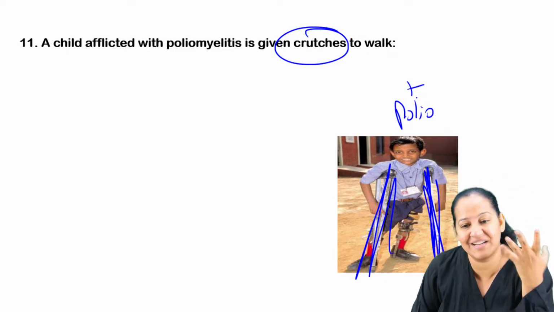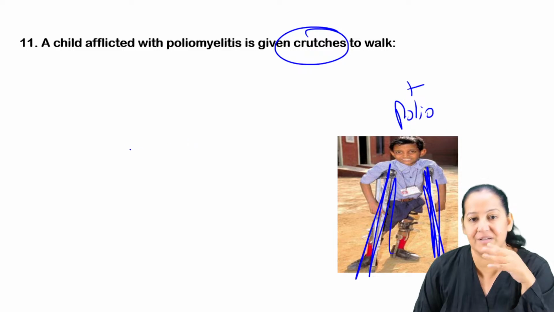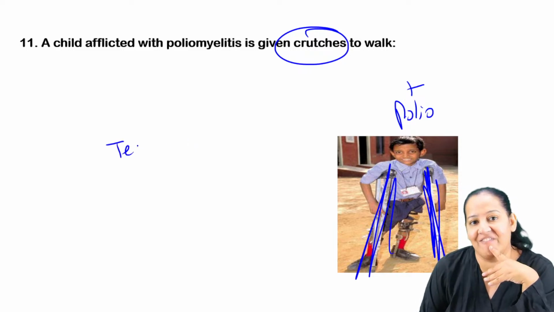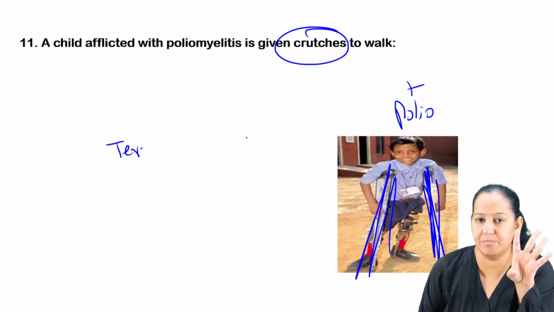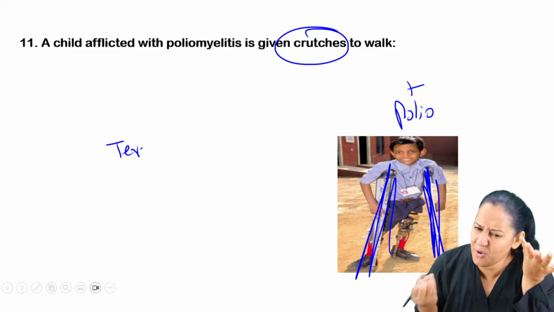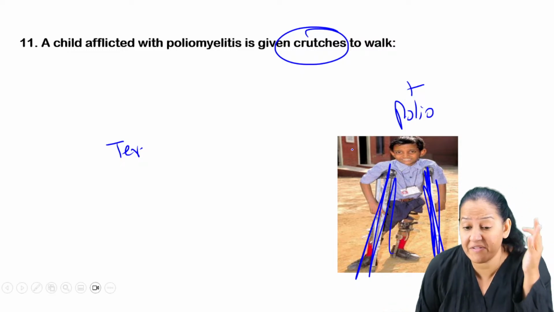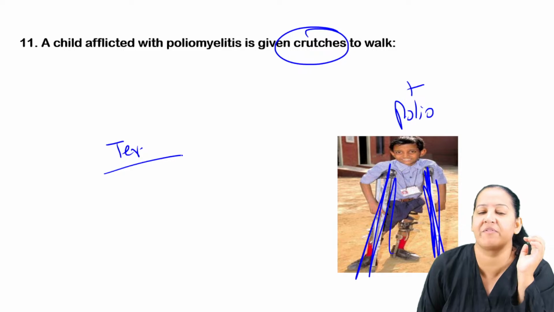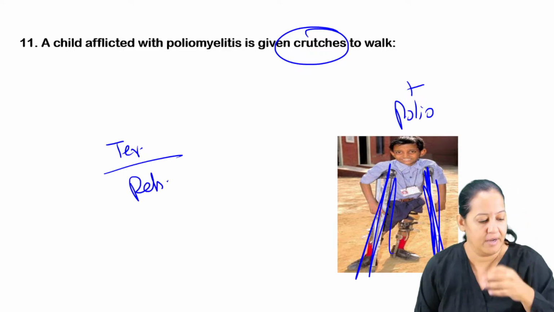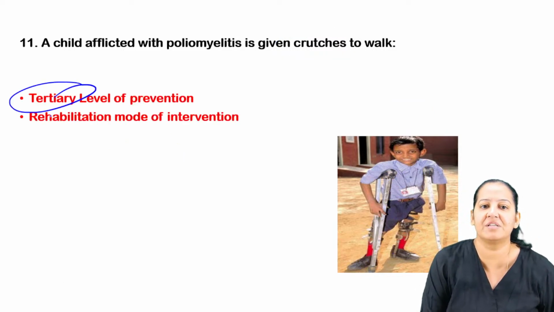It's advanced. It's paralytic. Already there. So it's tertiary level of prevention. The disease is already advanced. Polio is already there, and that too advanced. The person already has the paralysis. You cannot reverse it now. So this is tertiary level of prevention, and we are just doing the rehabilitation.